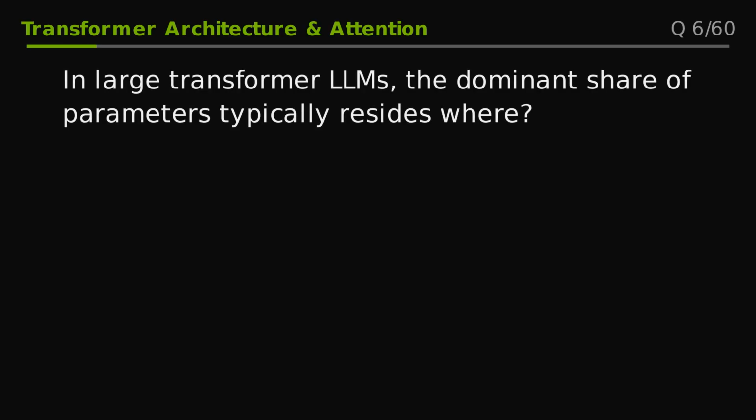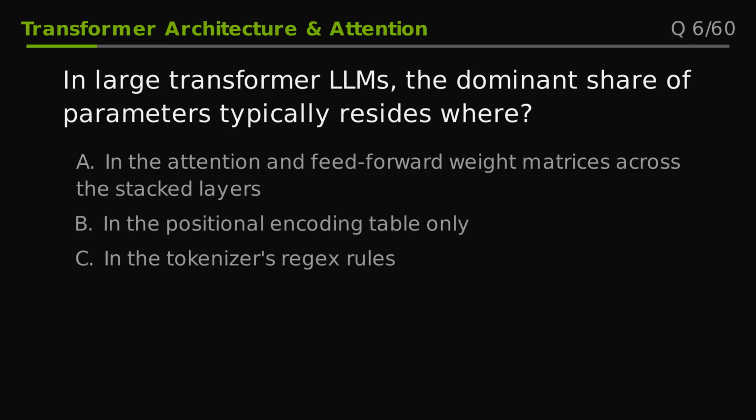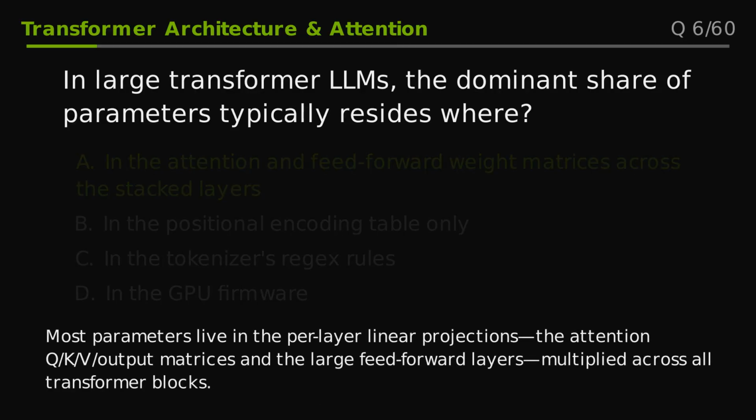Question 6. In large transformer layers, the dominant share of parameters typically resides where? Option A. In the attention and feed-forward weight matrices across the stacked layers. Option B. In the positional encoding table only. Option C. In the tokenizer's regex rules. Option D. In the firmware. The correct answer is A. Those parameters live in the per-layer linear projections, the attention Q, K, V, and output matrices, and the large feed-forward layers, multiplied across all transformer blocks.